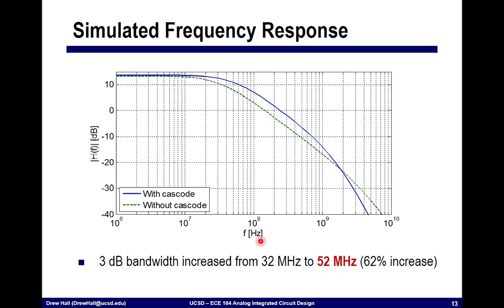The take-home message from this, though, is that simply by adding this cascode, we were able to increase the bandwidth from 32 megahertz to 52 megahertz. So we got about a 62% increase in the bandwidth of the circuit simply by adding this one cascode device. This is a very powerful technique, and it's used quite often for common source amplifiers and also for current sources, as we'll soon see.